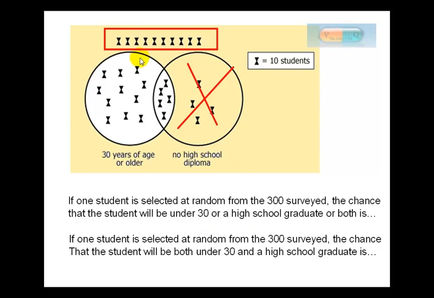Well, you just count it. 1, 2, 3, 4, 5, 6, 7, 8, 9, 10. So 10 out of 30 would be the ratio you're looking for, which is 1 out of 3.